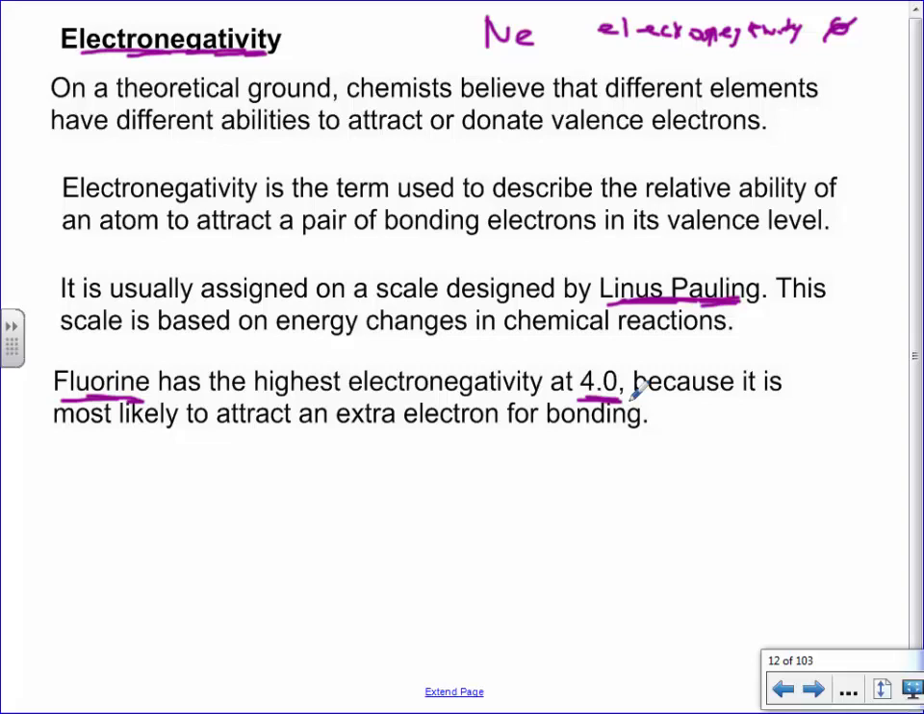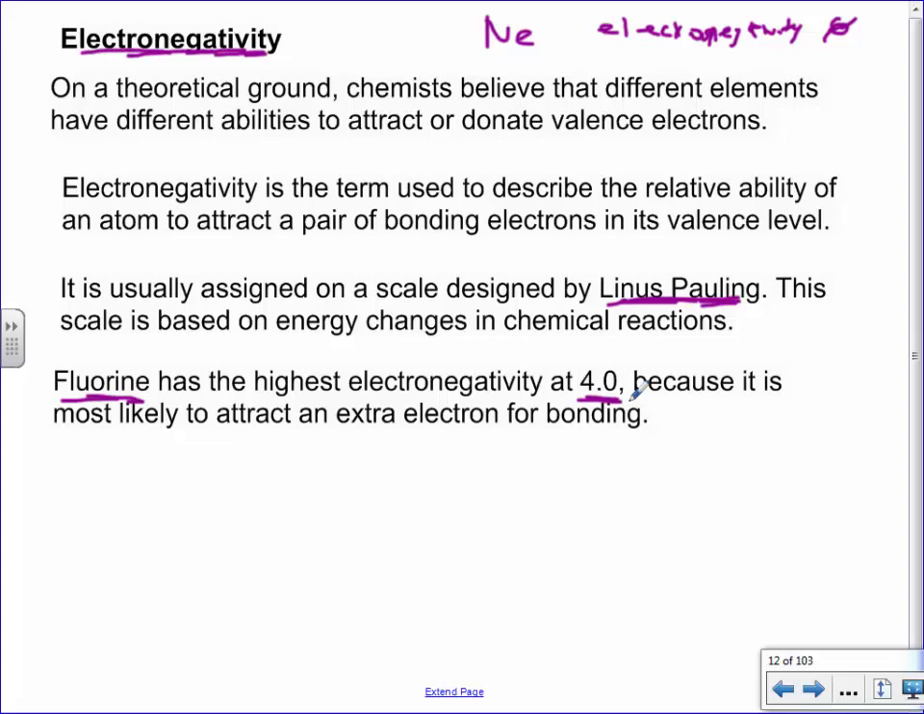Absolutely. Because how many electrons does fluorine have on its outside valence level? 7. Does that make sense? 2 of its electrons are in the lower shell, and there's 7 left over. Fluorine desperately wants 1 more electron. Does that make sense? So fluorine has the highest number.